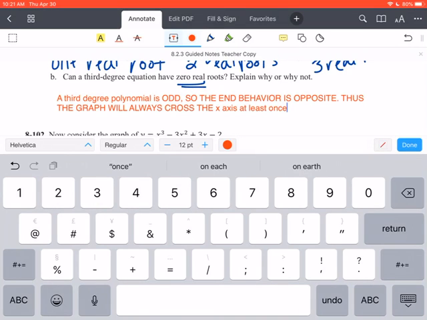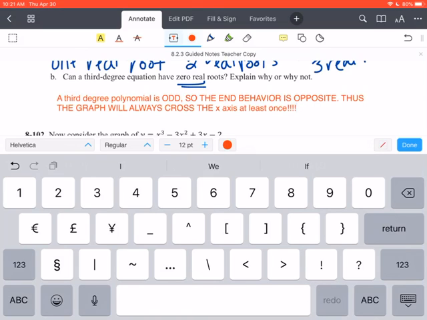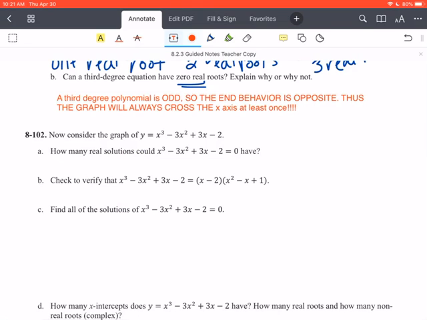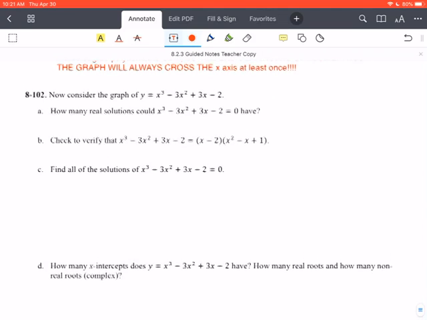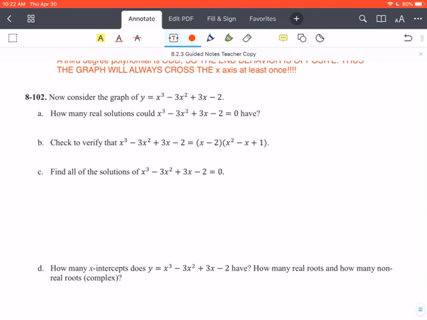Okay, so the moral of the story is that if you have odd degree polynomials, they will at least have 1 real root. If you have even degree polynomials, they may not have any real roots. So our final questions are going to have us algebraically consider some polynomial functions. Okay, now right off the bat, we see that we're considering an odd degree polynomial.